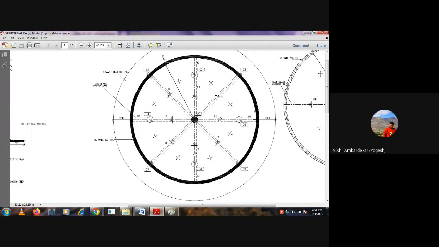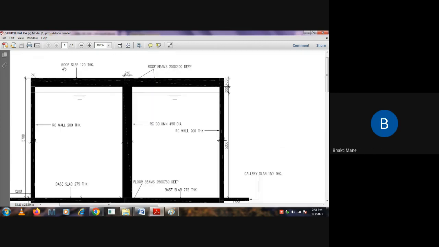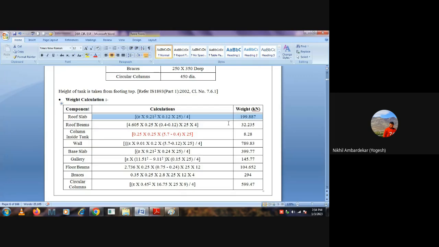9.21 square into what is the thickness of the roof slab? So if I go to the section, 120 mm. Yes, so multiply by 0.12 into 25. Okay, so I get 199.86. So roof beams.